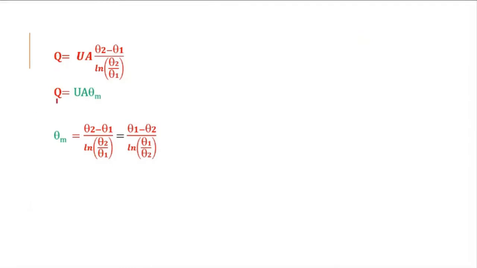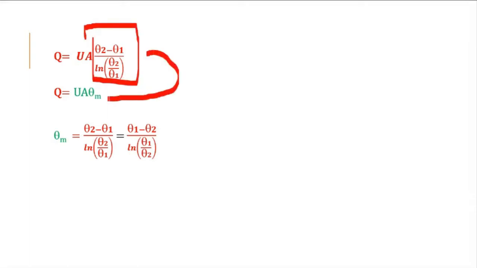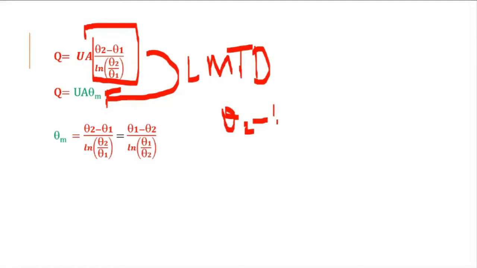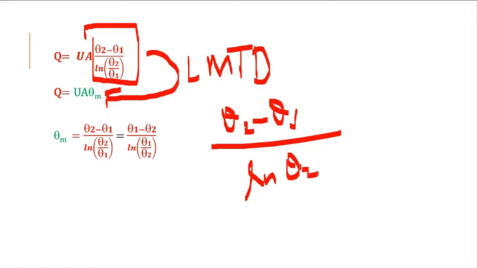Good, very good. So in this case also we can say that this particular value, theta 2 minus theta 1 by ln theta 2 by theta 1, is equal to the logarithmic mean temperature difference, that is LMTD. So the relation for LMTD remains the same for both cases. It is equal to theta 2 minus theta 1 divided by ln theta 2 by theta 1, but the values of theta 2 and theta 1 are different for both cases. If you have your data handbooks, you can open them, go to heat exchanger relations, and there you can find the expressions for LMTD.